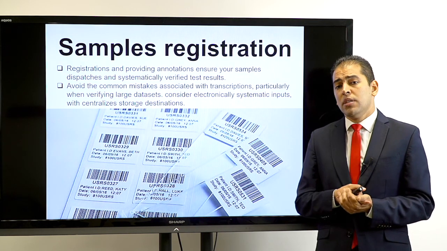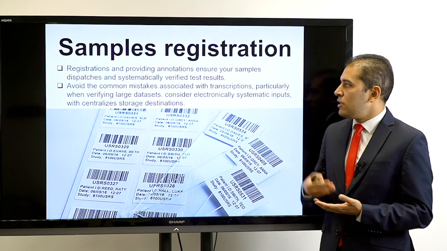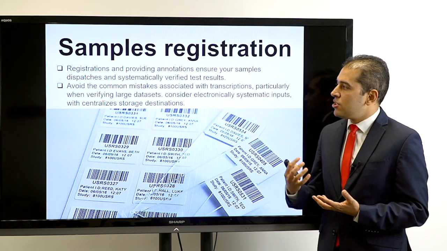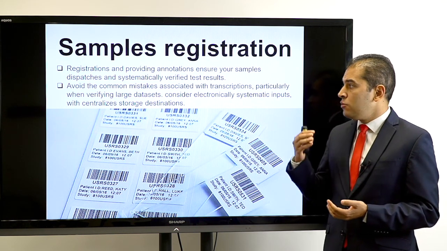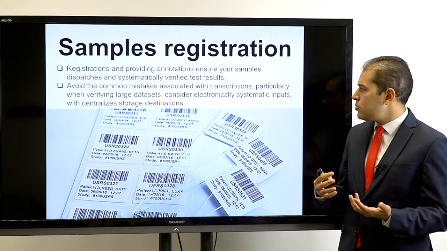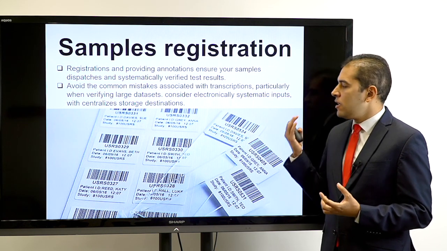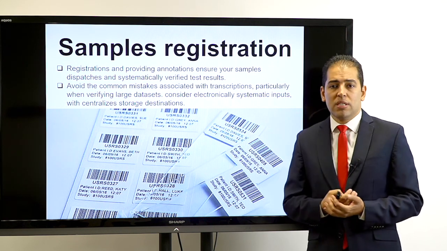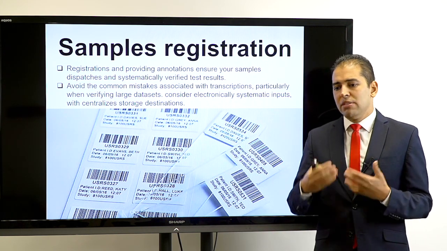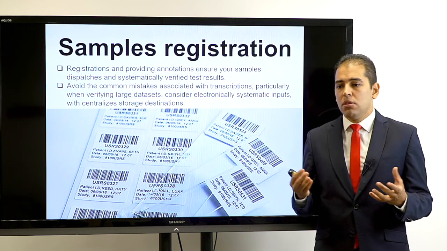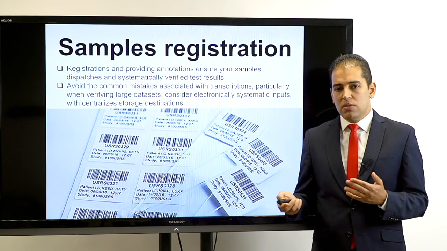Another important issue is the sample registration. Now, if you are using samples, you need to have registration and provide annotations that ensure your samples and dispatches are systematically verified during the results processing. And you must avoid the common mistake associated with transcriptions, particularly when verifying a large data set. Consider electronically systematic inputs with centralized storage destination. So try to avoid these kinds of manual inventories for specimens. You can do it in your lab notebook, but you must have in parallel a digital system. So this is very important.